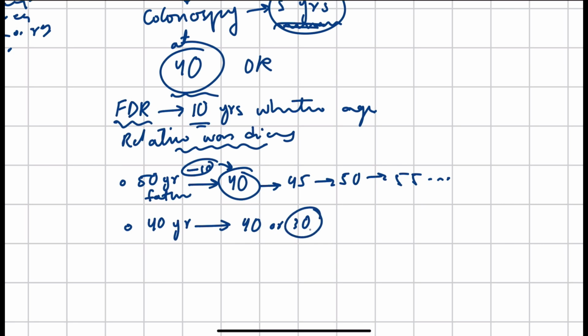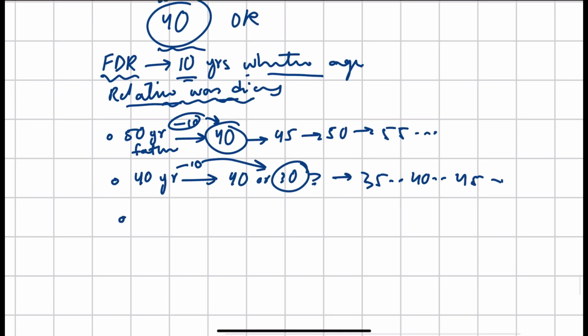It will be at 30 because we do it 10 years prior to whatever age the relative was, or we do it at 40, depending on whatever is closest to the age of the patient. So we will do it at 30 because 40 minus 10 is 30, right? And then we will do it every 5 years, so 35, and then 40, and then 45, etc. Now what if the parent was, say, 55? Then we will do it at 40 or 45.